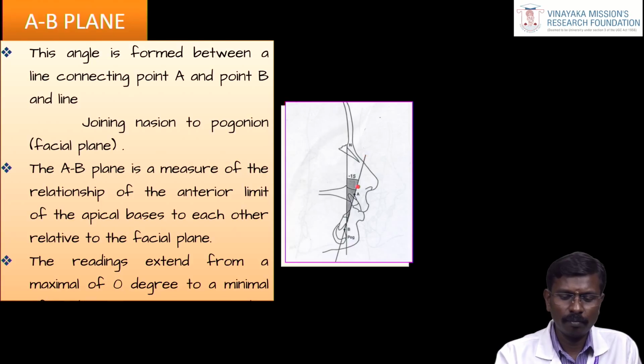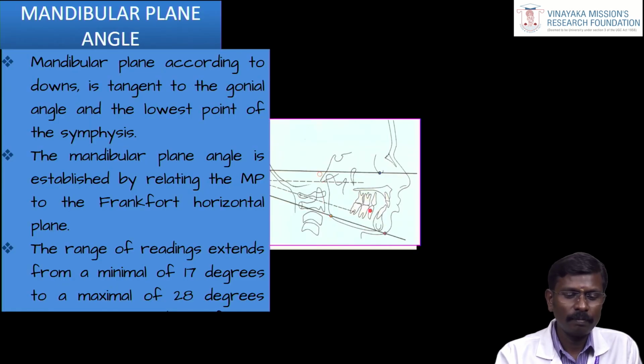The next one is the AB plane. You have to join point A and point B, and correlate with the N to POG plane. The AB plane measures the relationship of the anterior limit of the apical bases to each other, related to the facial plane. If it is increased, it shows the mandible is retrognathic or the maxilla is prognathic. If it is less, the maxilla is retrognathic or the mandible is prognathic. The next one is the mandibular plane. The mandibular plane according to Downs is the tangent from the gonion to the lowermost point of the symphysis.